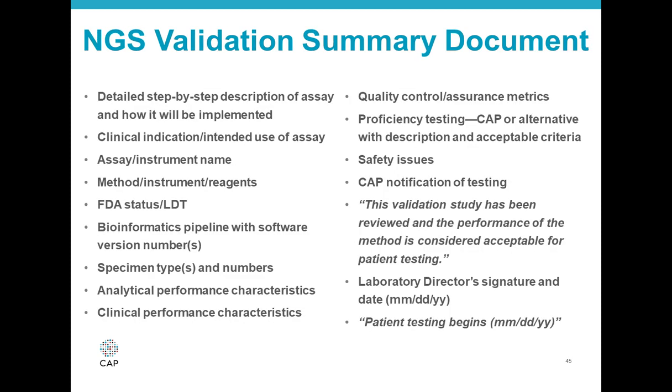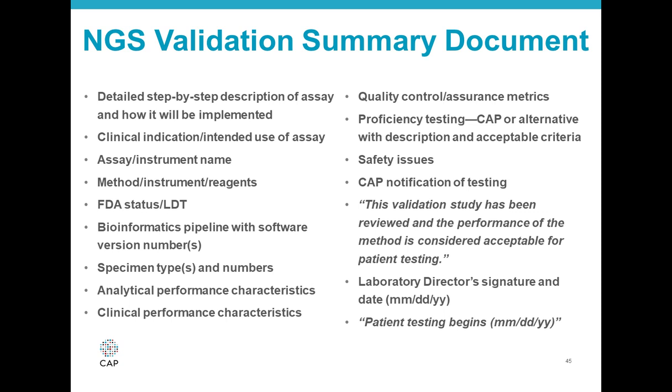This slide just shows some of the detailed steps that should be included in a good validation summary. So you need a detailed step-by-step description of the assay and how it will be implemented. Clinical indications and the intended use of the assay should also be included in this summary. The name of the assay and any instruments that are used. All methods and reagents required for the assay should be a part of this summary. The FDA status or LDT designation of the testing.